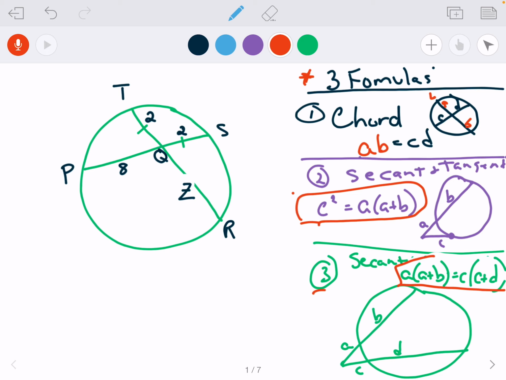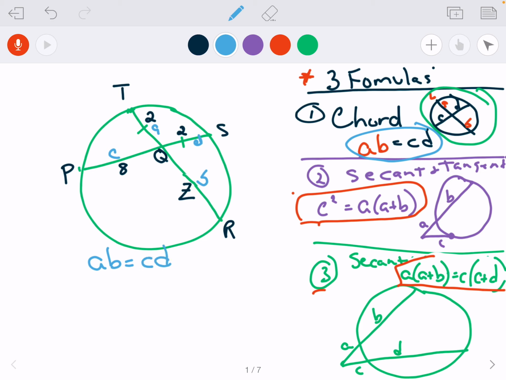So looking at this first example here that I have, a circle in green, I need to find out which formula I'm going to use. And I can see that it's chords because none of these lines go outside of the circle. So I'm going to have to identify my A, B, and C, D. So if I look at my formula over here, I can label this side as A, and this would have to be B, and this would have to be C and D. So I just use this formula here, AB equals CD.